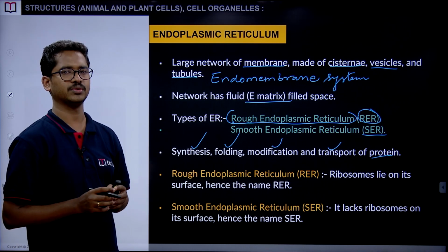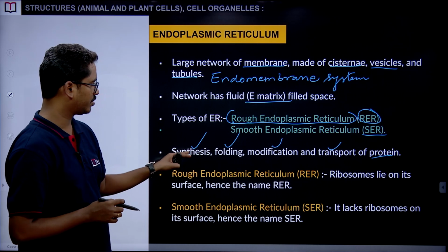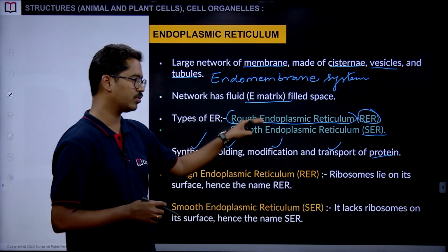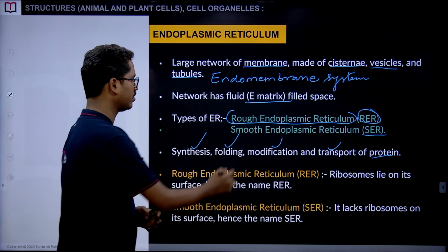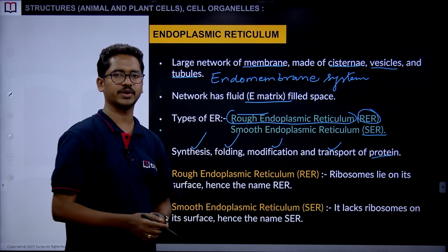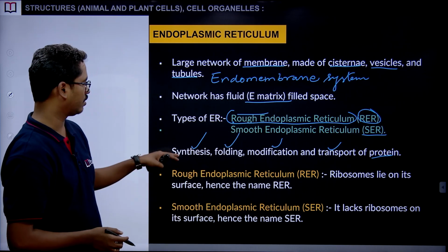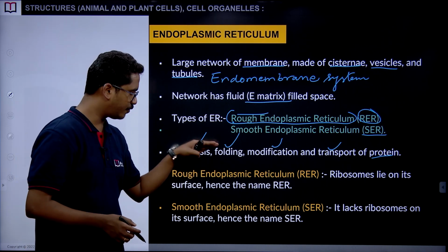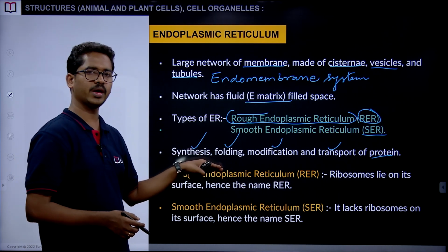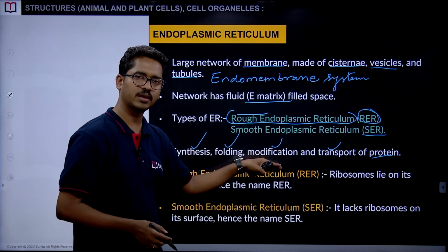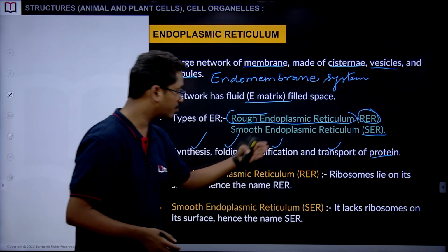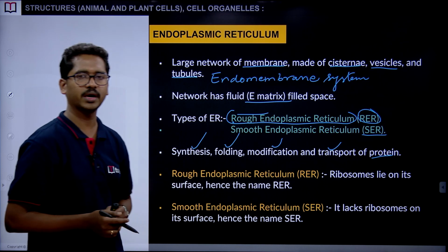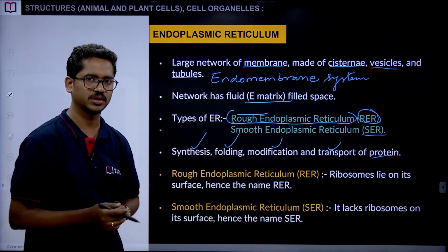You must have understood. On its surface you find the presence of ribosomes, that is why it is known as rough endoplasmic reticulum. And when you see here, it actually synthesizes proteins, it folds the proteins in a required way, it modifies the proteins in a required way, as well as it transports the proteins in a required direction to a specific destination.